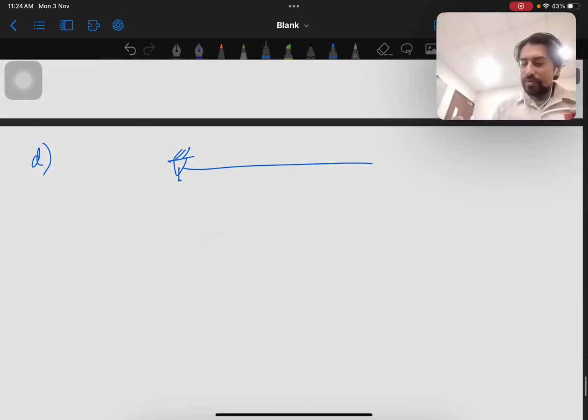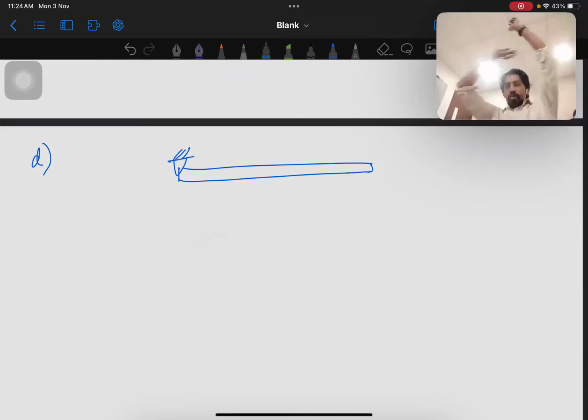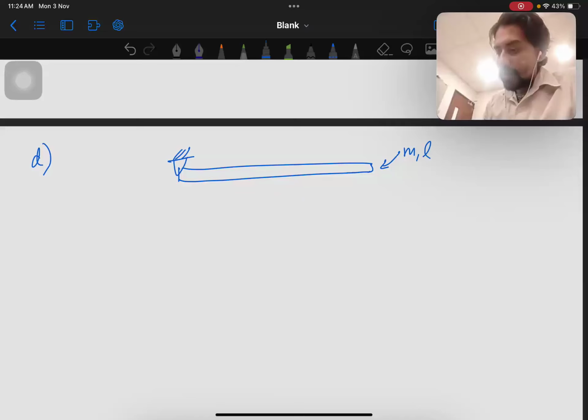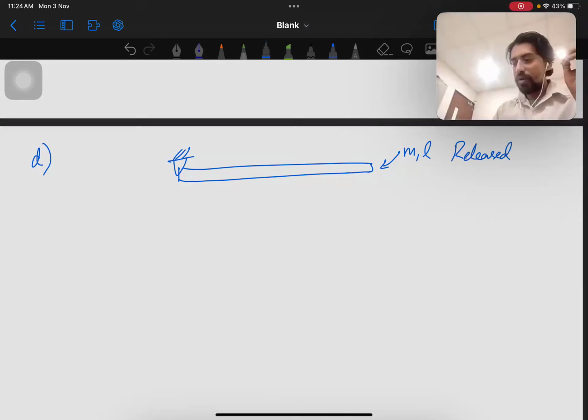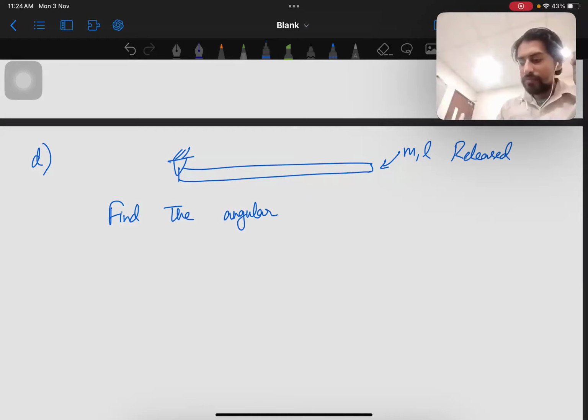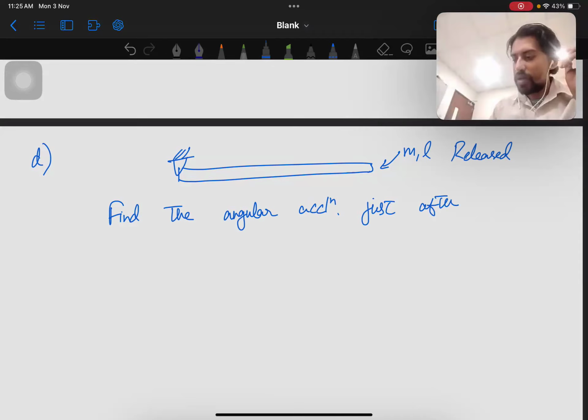You will do the greater detail analysis for this one. So this particular rod over here, which has a mass of M, has a length of L, it's released from rest, right? And what are you asked to find? Find the angular acceleration. When do you want to find out? Let's say that you want to find out just after the release.